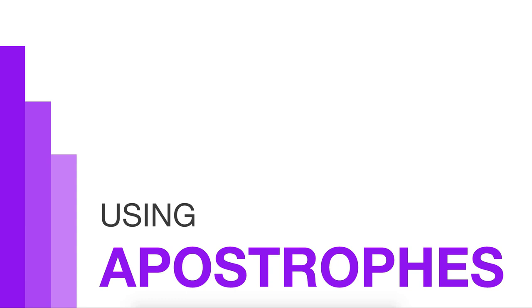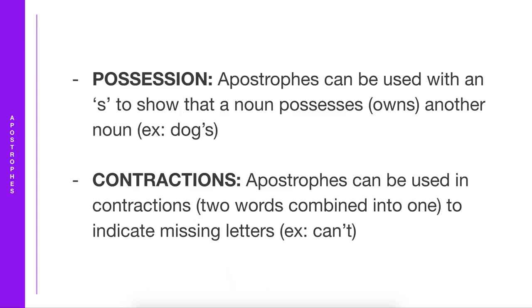Hello, everyone. Today we are going to talk about apostrophes. Now, apostrophes can do two things. First off, an apostrophe can be used to show possession between two nouns. So one noun owns another noun, or one noun is associated with another noun.